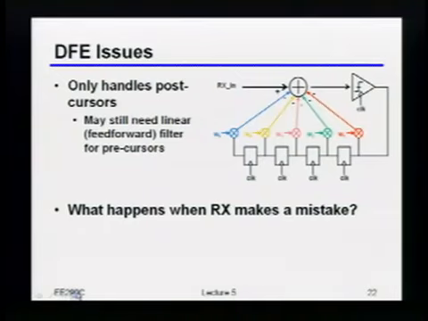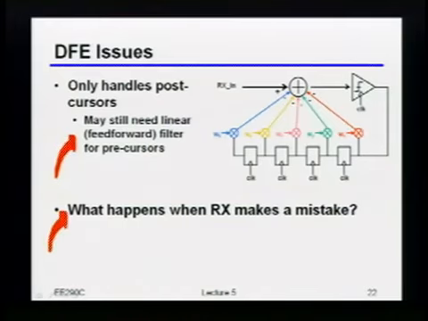Because of that, a lot of times you'll still need to combine that decision feedback equalizer with some linear or FIR filter, often called a feed-forward filter, in front of it, so that the feed-forward filter can take care of any precursors that you might have, and the DFE will take care of all of the post-cursor stuff. Okay?